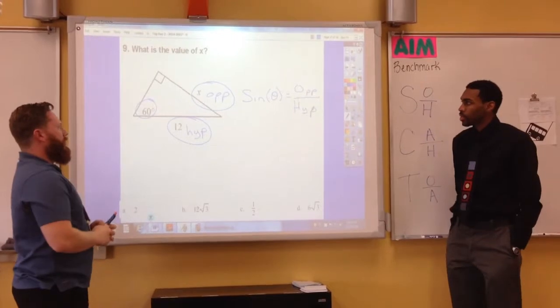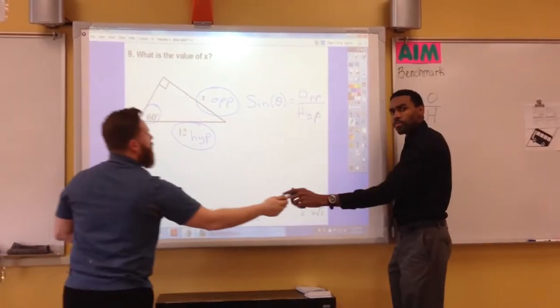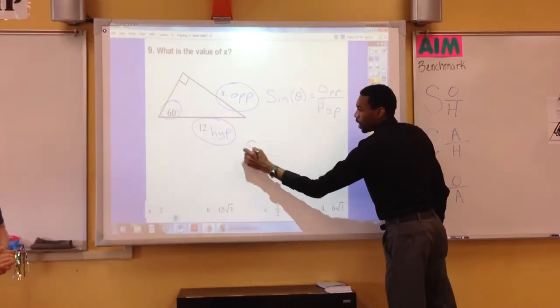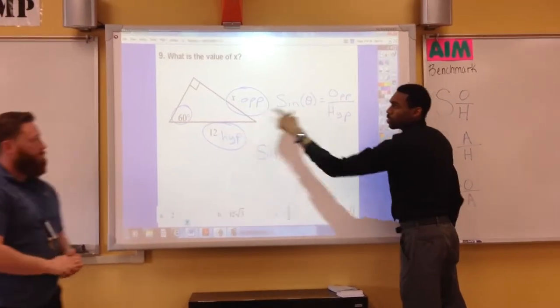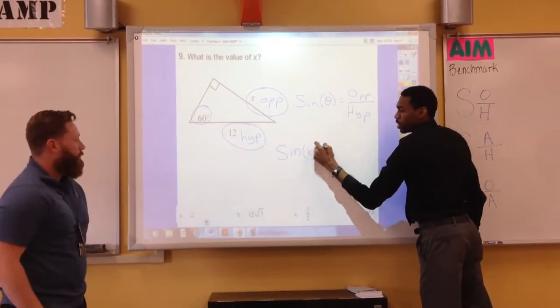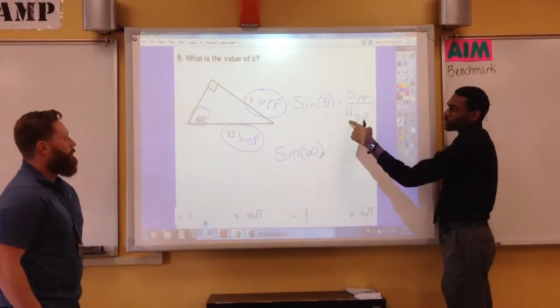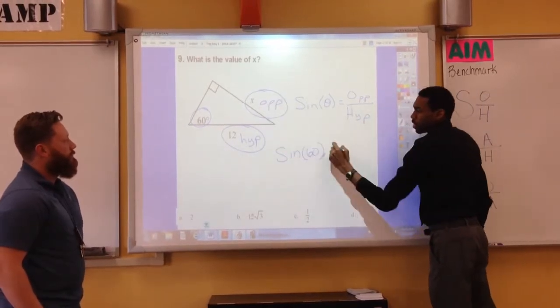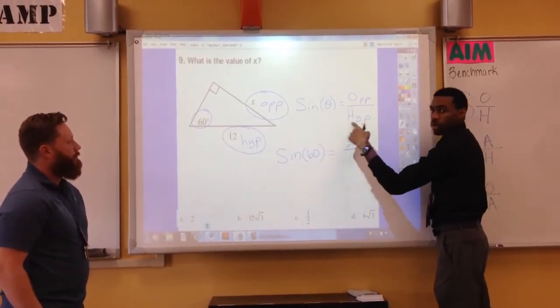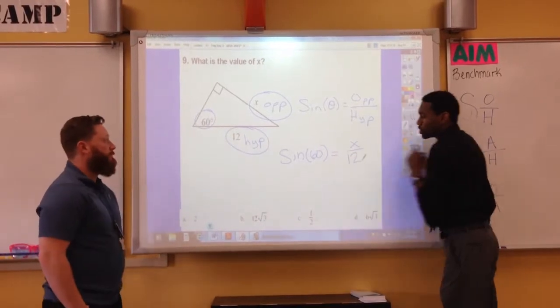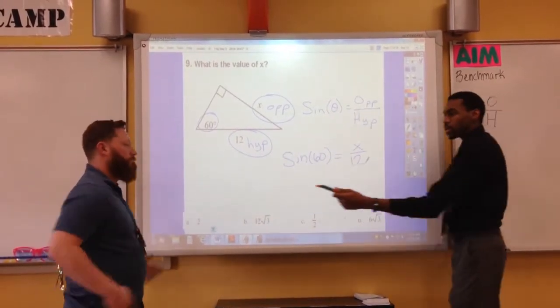Well, I have my equation, but now what? From here, we're just going to fill in the pieces. So I have sine of theta, that's my initial angle, so 60 degrees. And I have opposite over hypotenuse: opposite is x, and my hypotenuse is 12. So from there, we're ready to go, and we just plug into our calculator.